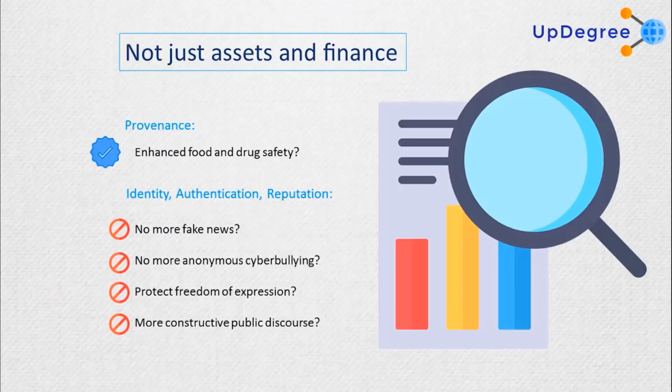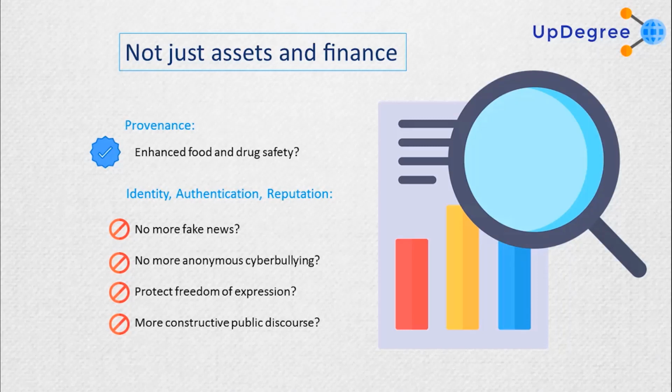That is blockchain. It's not just about assets and finance, right? It's creating identity, authentication, and reputation. So you can actually enhance your identity. In India, we are seeing a conglomeration of banks trying to create one platform for KYC, know your customer. So it's unique. It's going to have an authentication protocol, and it's also solving reputation problems.